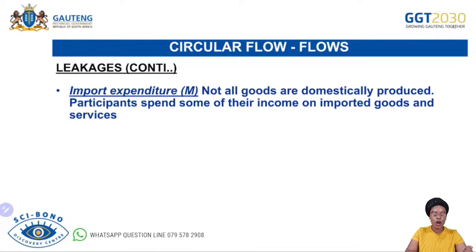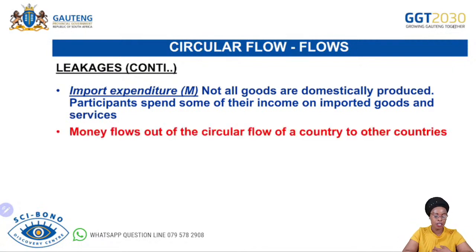Okay, then we also have imports, when we buy goods from other countries, German cars, Italian products, etc. So that money is not used domestically, it's used in another country. It's a leakage. So money is flowing out of the circular flow to other countries.